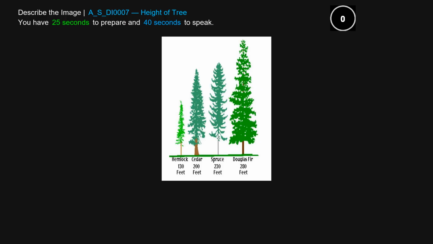The given picture shows the information about the trees and their heights and characteristics, where the first picture provides information on hemlock, which is 130 feet, and the cedar, which is 200 feet, and the third one is spruce, which is 230 feet, and the fourth one is Douglas fir, which is 280 feet. The largest is Douglas fir, which is 280 feet, and whose leaves and bushes are also extremely heavy, and the smallest tree is hemlock, which is 130 feet.